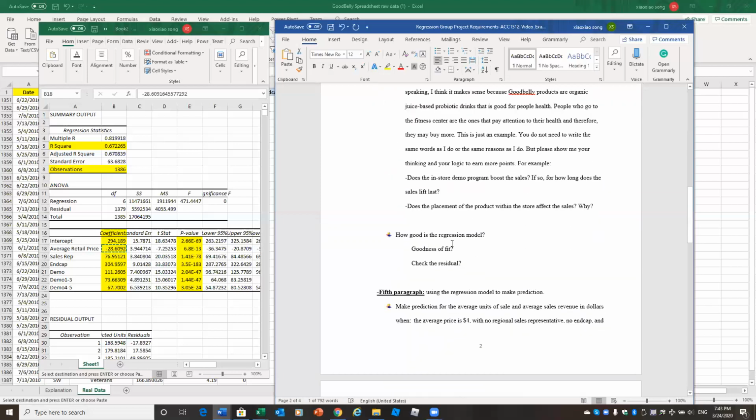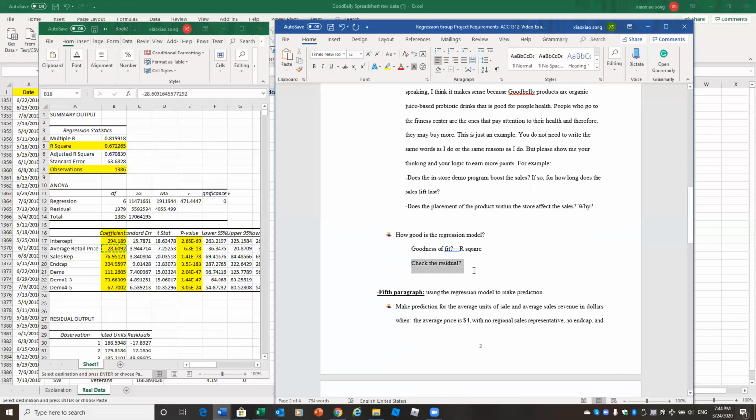Okay, how good is the regression model? I said goodness of fit. If I didn't mention this, that means your R squared, right? Whether your regression model is a good fit, yes or no. So it means R squared. R squared is large. I personally, one more time, I personally think 67% is good enough.